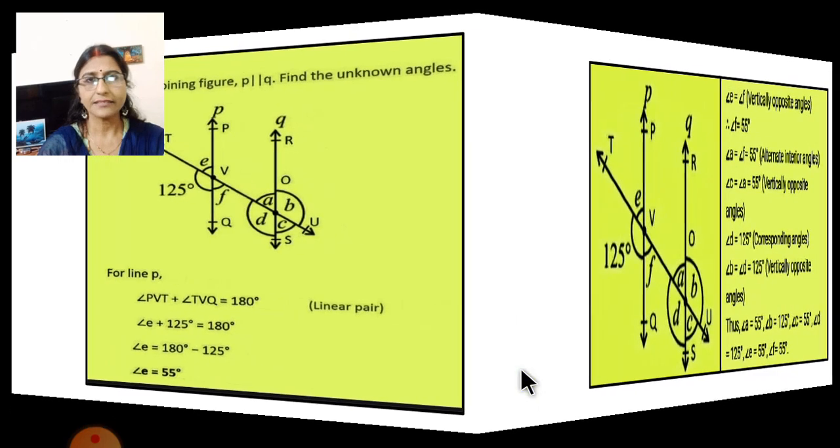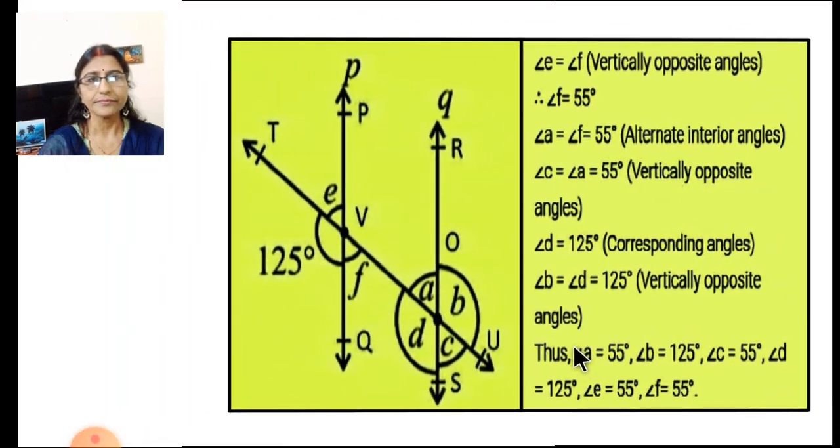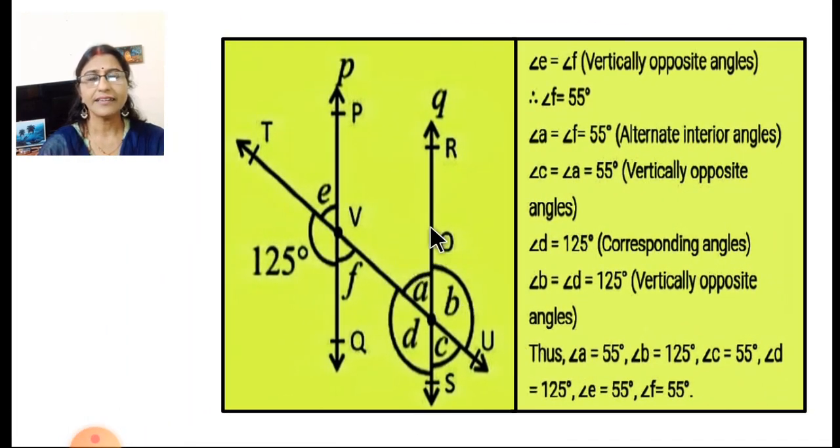Now let us do the next part. The same figure is here. You can see angle E and angle F. They are vertically opposite to each other. And just now we got angle E as 55 degrees. So angle F also will be 55 degrees, as both of them are vertically opposite angles. Now we'll go to the next part.